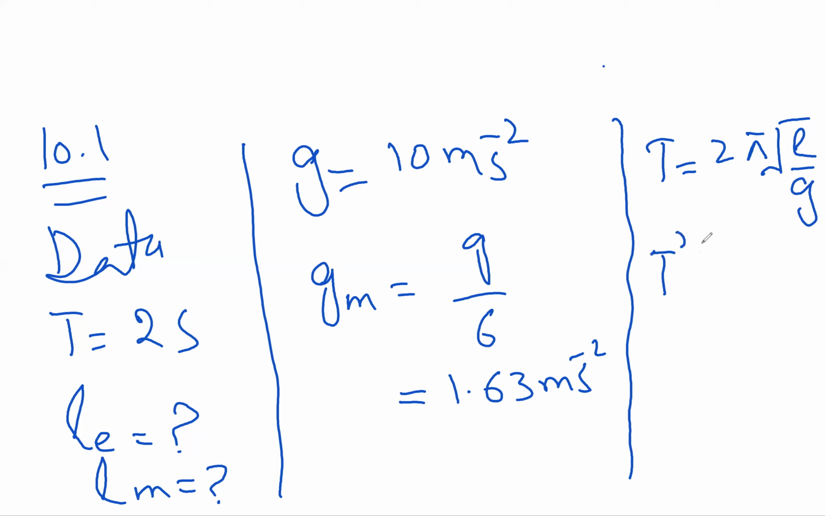T square is equal to 4 pi square L by g. So L is equal to g T square divided by 4 pi square. Use this equation for Moon and for Earth. You can calculate the value of g, and you can calculate the value of length.